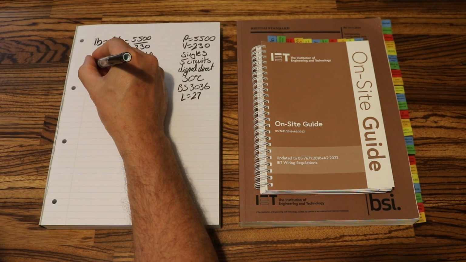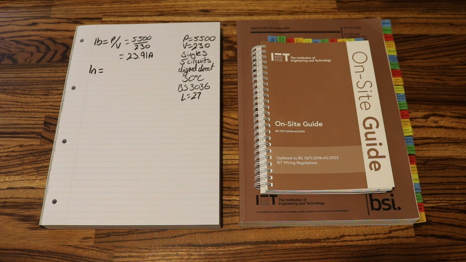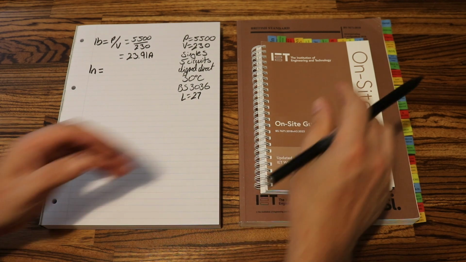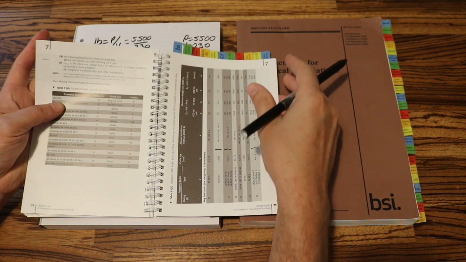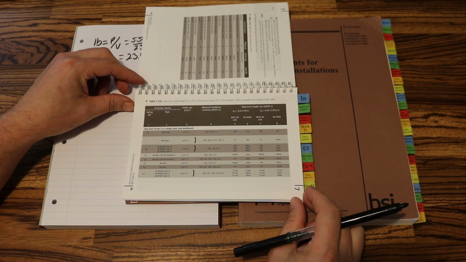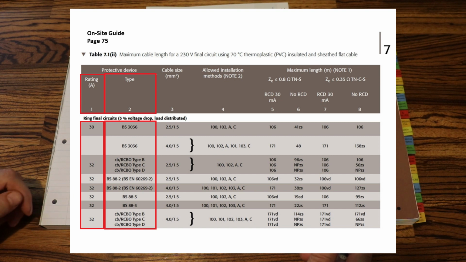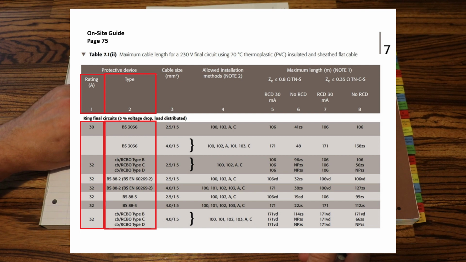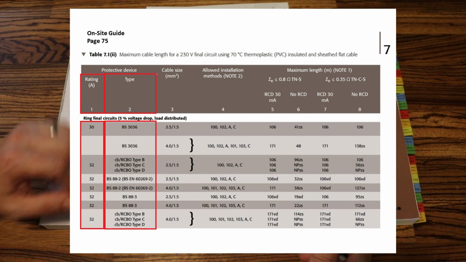Now our next step is IN. To find our IN, what we need is almost a shopping list of the different sizes of protective devices that we can purchase from the electrical wholesaler. So if we have a look in the on-site guide, I'm going to go to my IN tab. It starts on page 75. This table goes on for quite a few pages, and there's lots of information there that we don't need for this question. We are only going to look at columns 1 and 2. Column 2 tells you the type of protective device, is it a BS 8083, BS 8082, a BS 3036, etc. And column 1 tells us the amp rating.